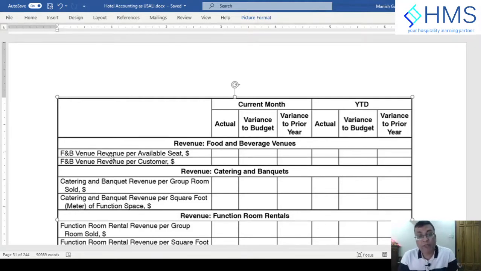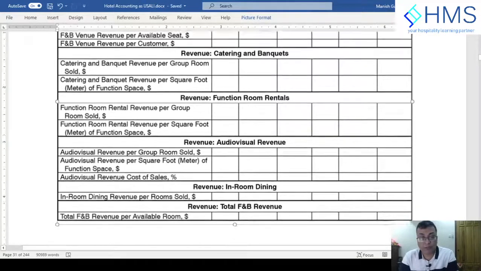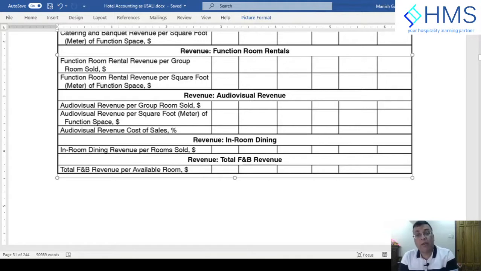Then you have function room rentals. How much function room rental we are able to get from the F&B room sold and also per square feet. Then you have additional revenue, similar way. Then you have in-room dining. You want to calculate in-room dining revenue per room sold or per available guest. Then the total F&B revenue, you are calculating total F&B revenue per available room.